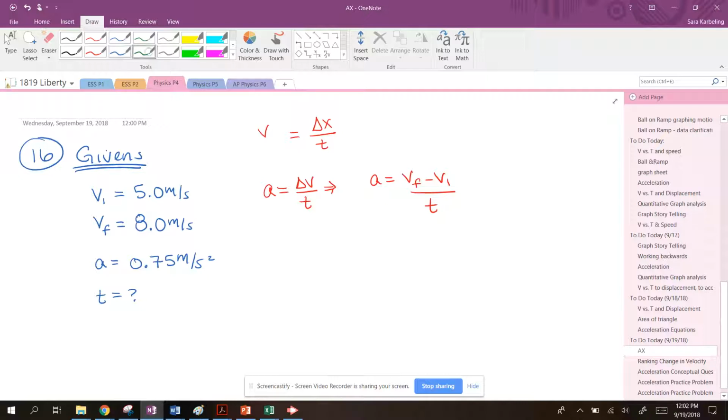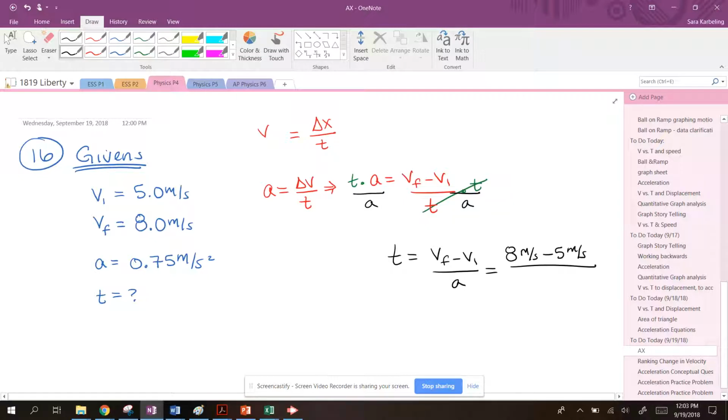Multiply by T. So let's do that. Multiply by T on both sides. And then I need to divide by A on both sides. So I've got T is equal to VF minus VI over A. Then I can plug it in. I've got 8 meters per second minus 5 meters per second divided by 0.75 meters per second squared. I can plug in my numbers to my calculator, right? And that's all well and good. And I get, I don't know, what did I get? 4?